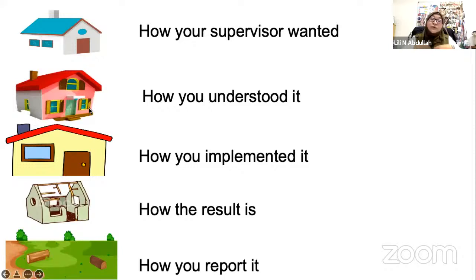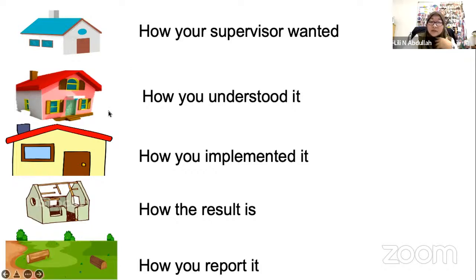But when you start to implement it, with all the hard work, all the obstacles, all the programming problems, computer problems, hardware problems, software problems, you cannot reach this, but this is the best that you can do. But when you run it, execute it, it becomes like this. So this is the result that you get. And when you want to report it, you have nothing to report. It's just a blank ground, without the house that your supervisor or client wants. It's just a simple house.